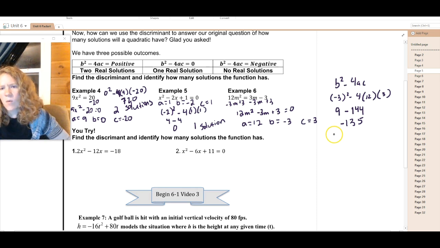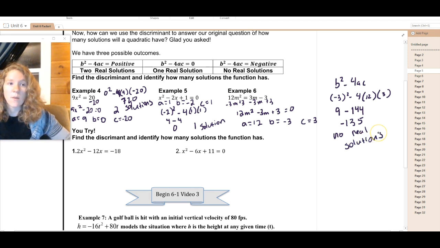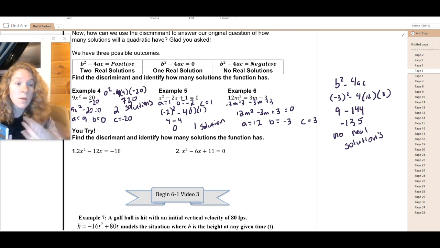I want to talk about why that is really fast. I know you're probably pausing me now to go do the you-tries, but I'm going to keep talking anyways. Because the reason that that's no real solutions is because, remember, the discriminant is the part that's under the radical. Well, if I try to take the square root of negative 135, which is what I would have to do if I were doing the quadratic formula, then, well, let me show you.